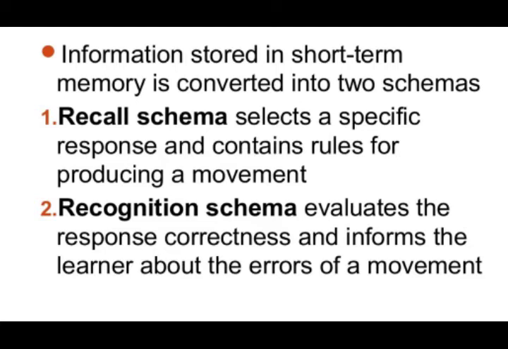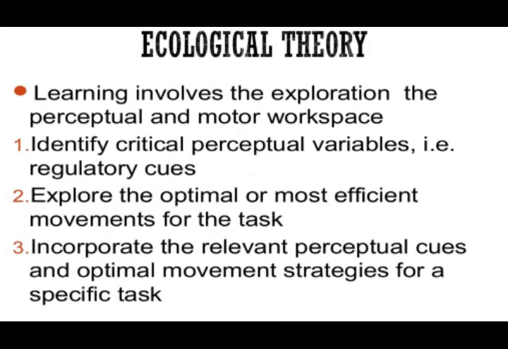The last theory is the ecological theory. The learning involves the exploration of perceptual and motor workspace. Number 1, identify critical perceptual variables, for example, regulatory cues. Number 2, explore the optimal or most efficient movements for the task. And number 3, incorporate the relevant perceptual cues and optimal movement strategies for a specific task.